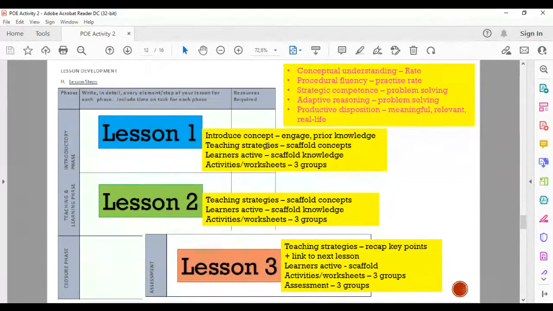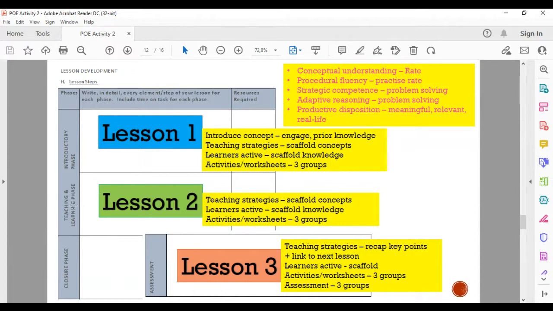What teaching strategies you are going to use, how you are going to scaffold the concepts, how the learners are going to be actively involved in the scaffolding of their knowledge, and then you also need to explain or show the activities that the 3 different groupings are going to do. You can also use some worksheets in lesson 1 or lesson 2 or lesson 3, but please do not see this as 9 worksheets that you need to work out. It's not the case. Okay, so activities or worksheets, it's up to you.